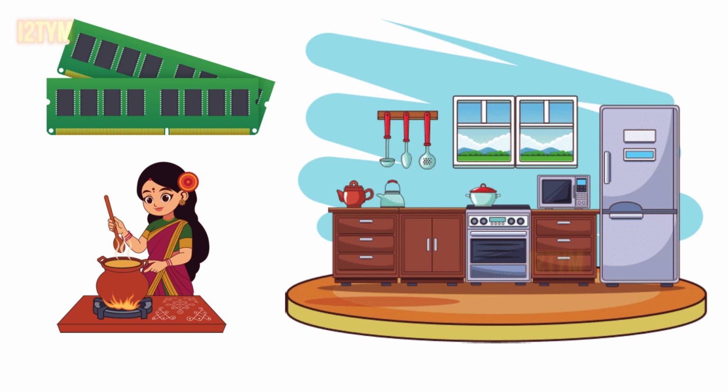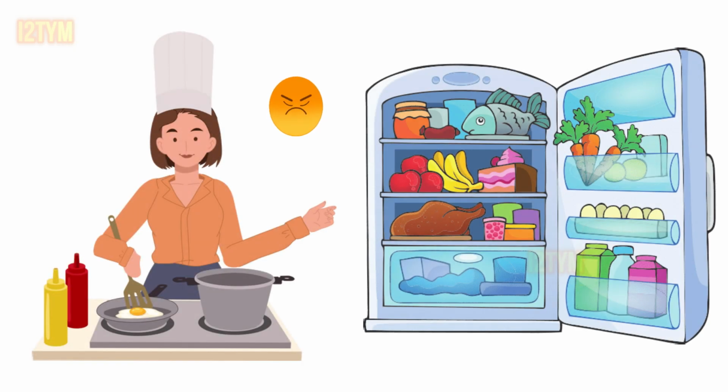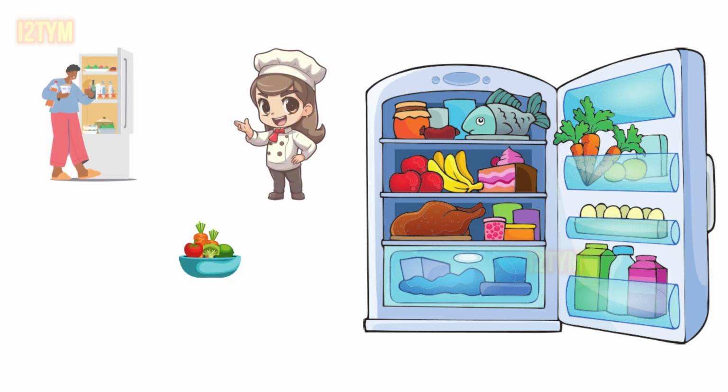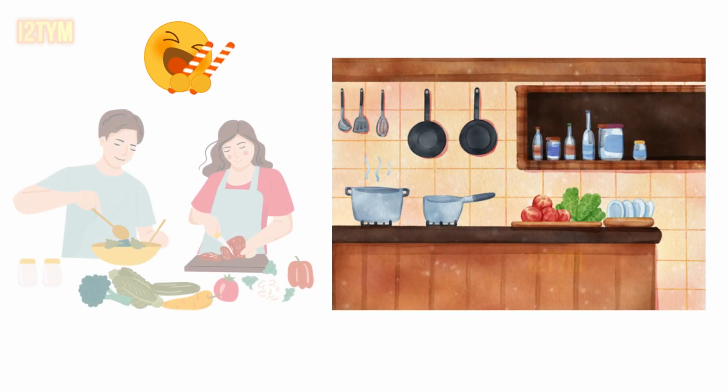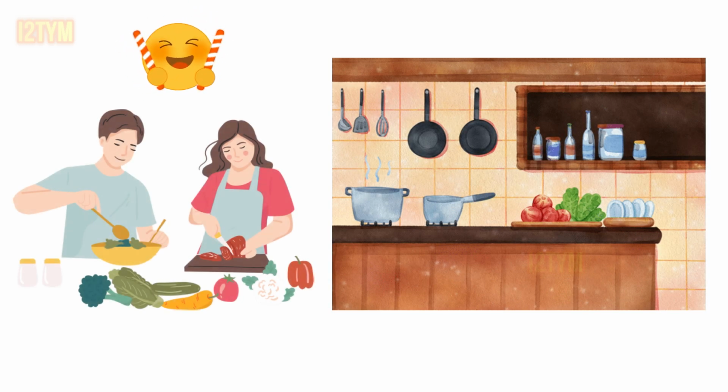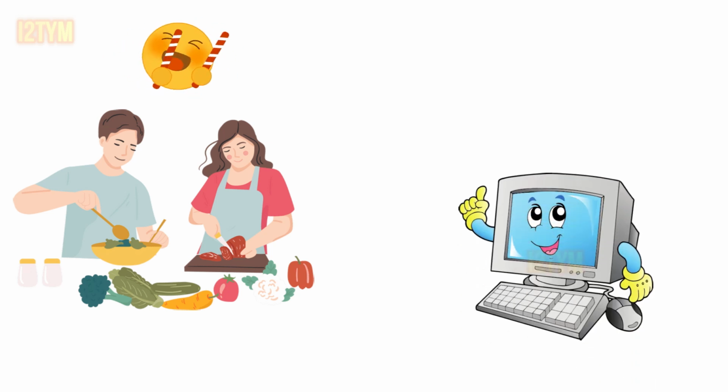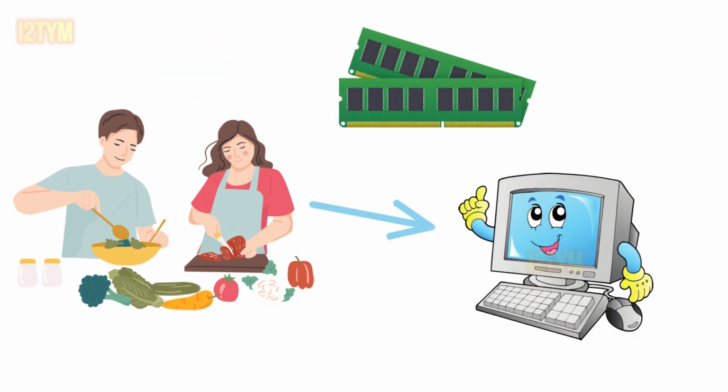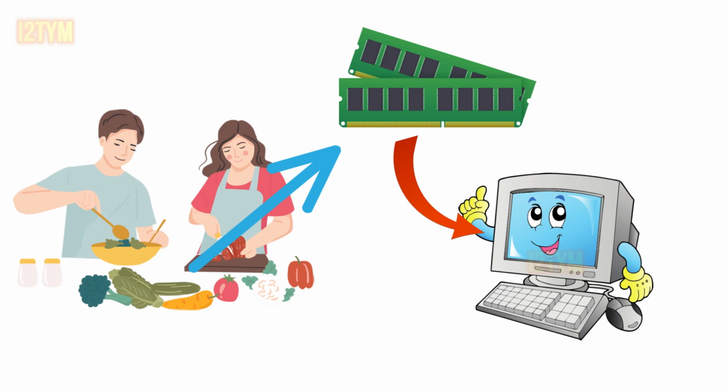Now, think of RAM as your kitchen counter, the space where you prepare your food. When you decide to cook a meal, you don't want to keep opening and closing the fridge every few seconds, right? Instead, you take out the ingredients you need and place them on the counter. This way, they are right there, easy to reach while you are cooking. This is exactly the purpose of RAM, to give your computer a fast, easy place to temporarily hold the information and programs it needs right now, so the CPU, the chef, can access them quickly and efficiently.